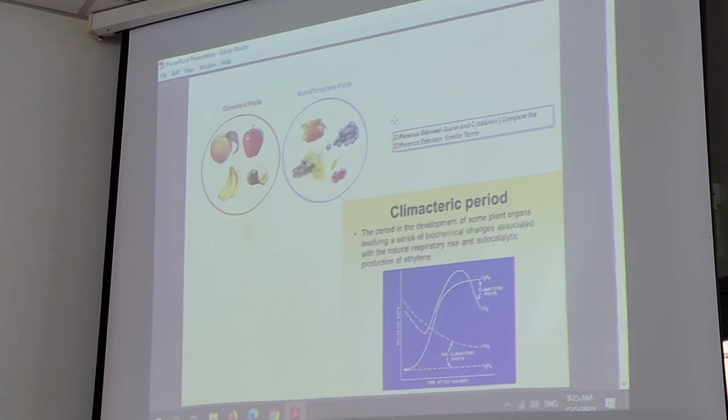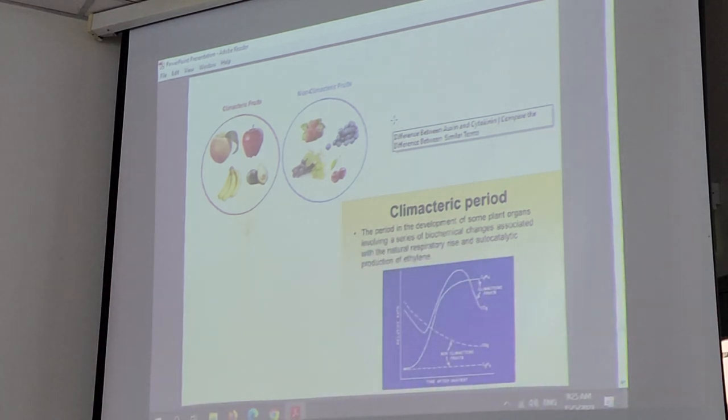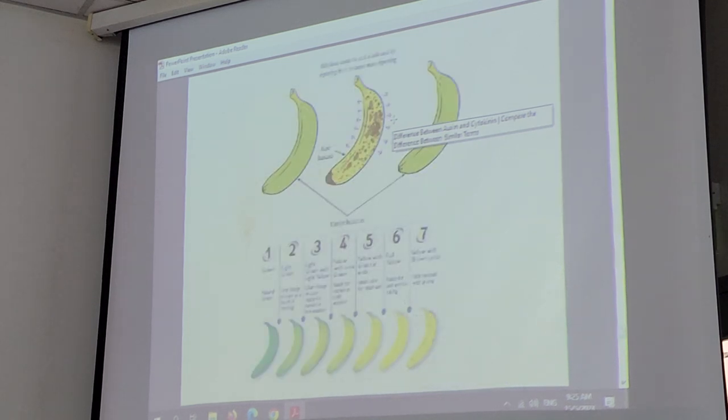Do you know any substance that can trigger fruit ripening? No? Farmers use this. Have you heard of carbide? People use carbide to ripen banana. C-A-R-B-I-D-E. What is it in Bahasa Melayu? Karbaid. Yeah. So these are the stages of fruit ripening.